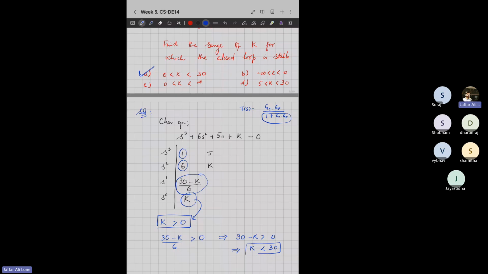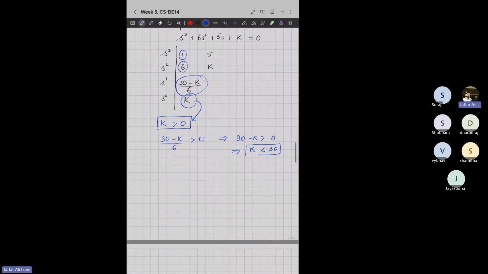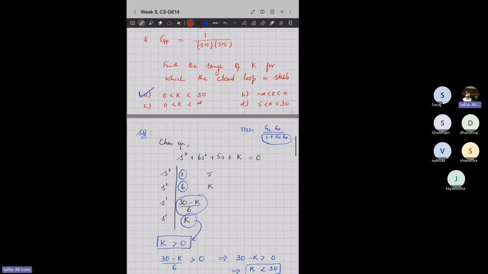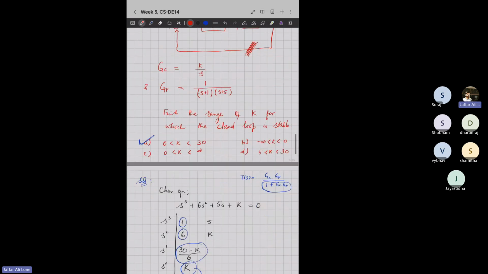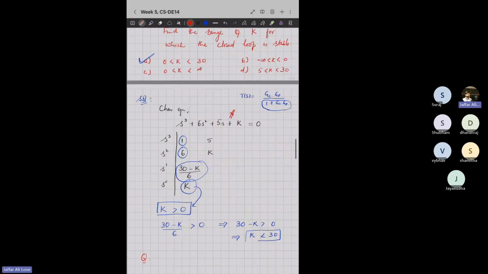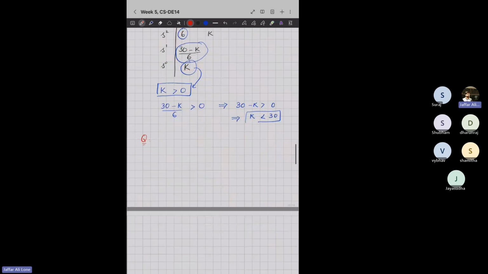Now let me make this question complicated. We'll just build on this question. Keep this system and this characteristic equation in mind. Now the question is: the value of K for which the system is marginally stable.